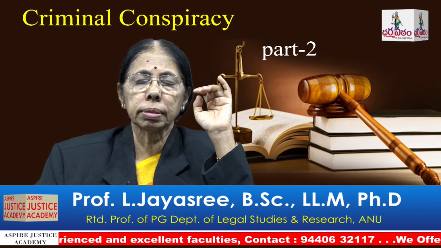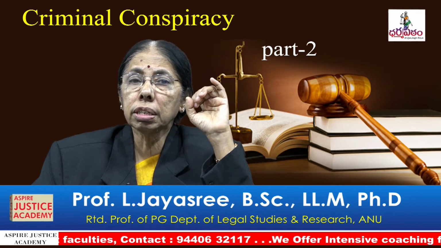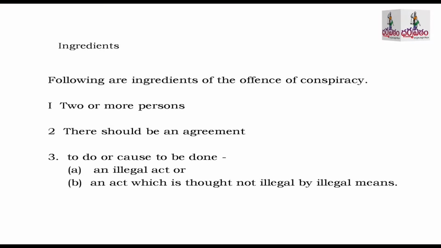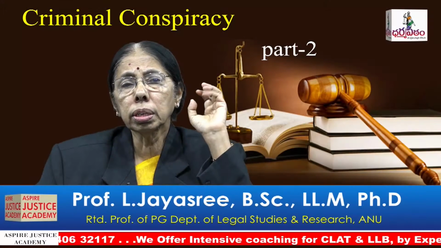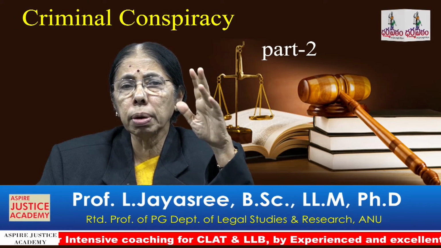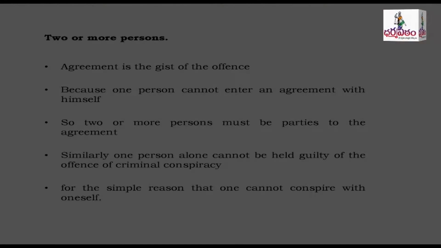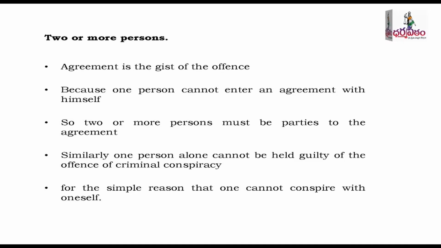2 or more persons. What is the gist of the offense? What is the essential ingredient of criminal conspiracy? Agreement. Agreement is the gist of the offense. What is an agreement? According to contract law, the minimum number required for an agreement is 2. One is offer and the other is acceptance. One alone cannot enter into an agreement. In the same way, agreement is the gist of the offense of conspiracy.